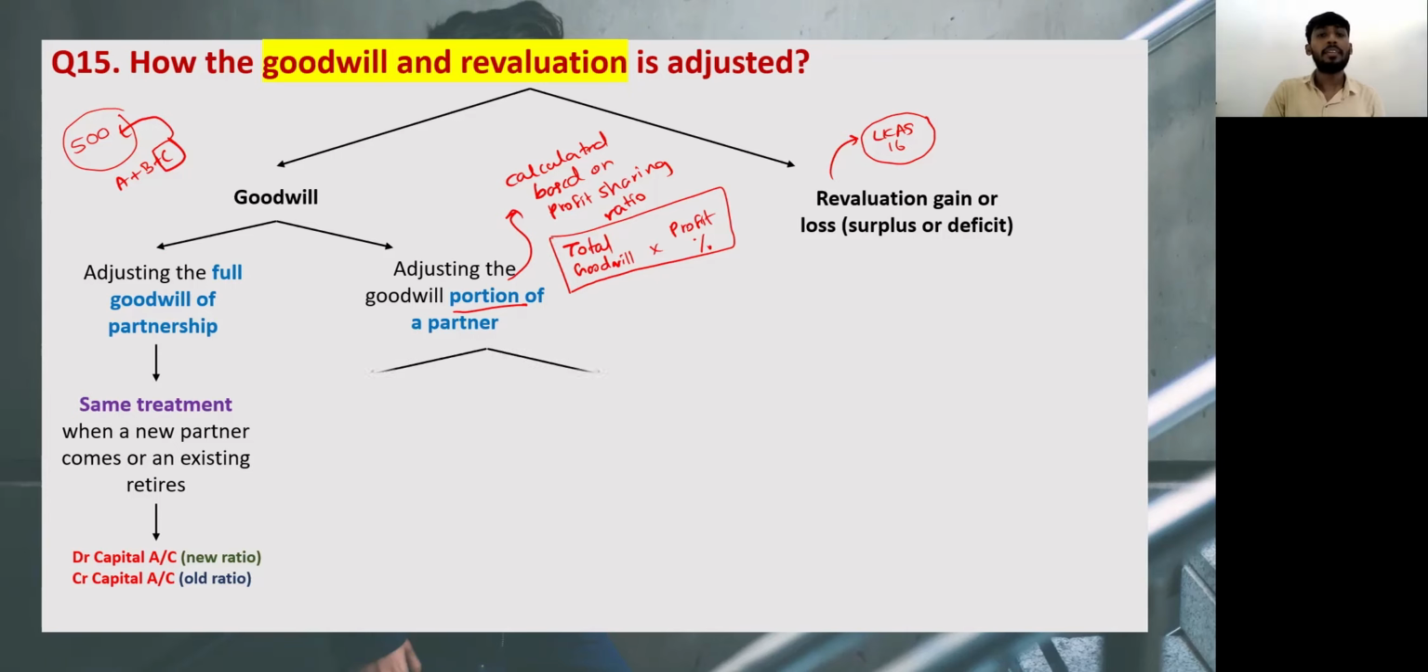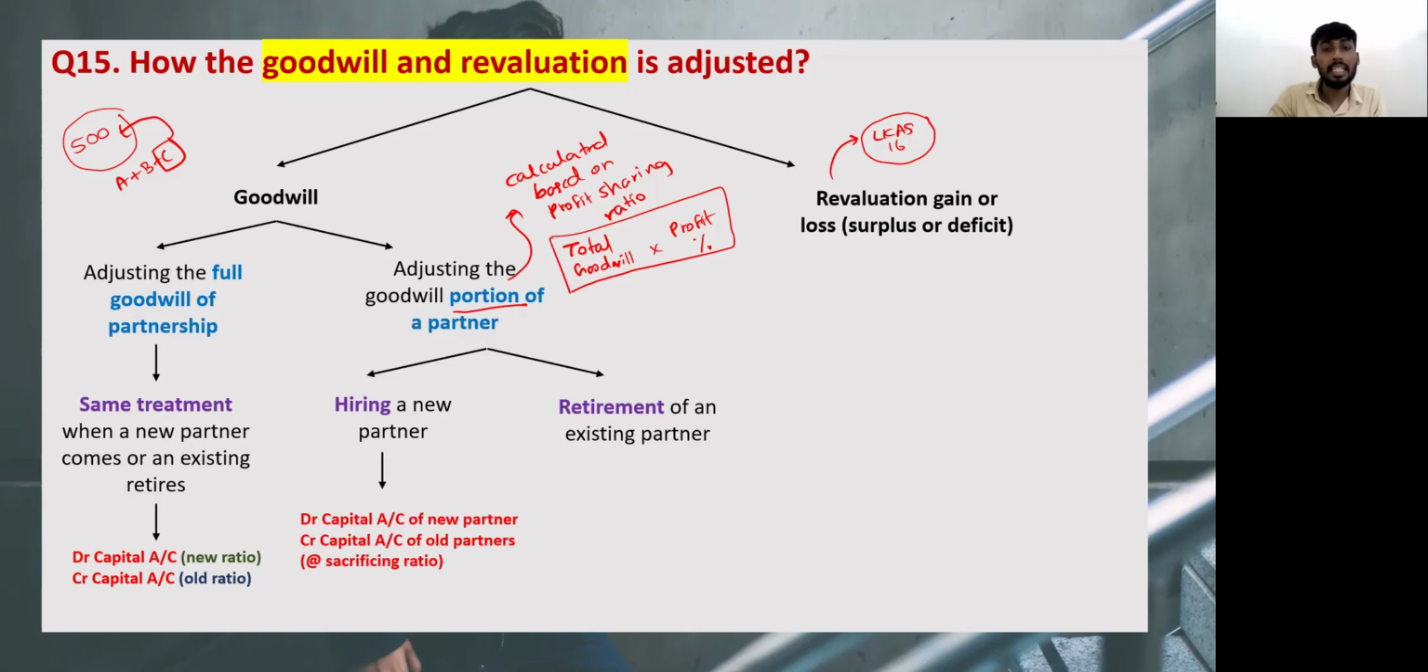But when we are going to adjust the goodwill portion of the partner, that is quite a different thing. When we adjust that in a situation where a new partner is hired, it will differ from how we adjust when an existing partner is retiring. So two situations, two different methods.